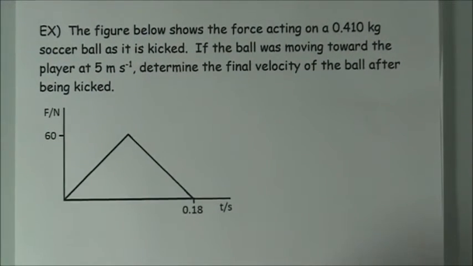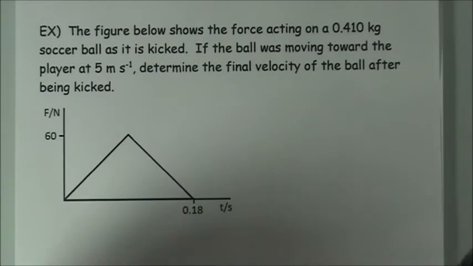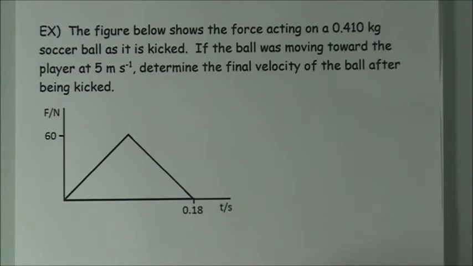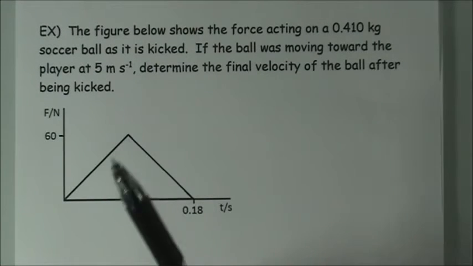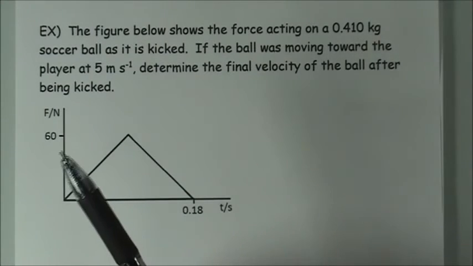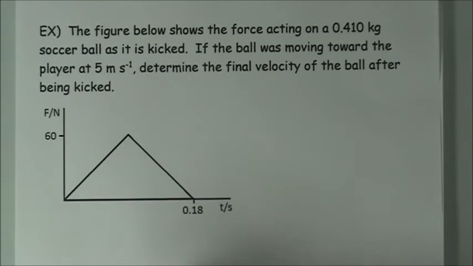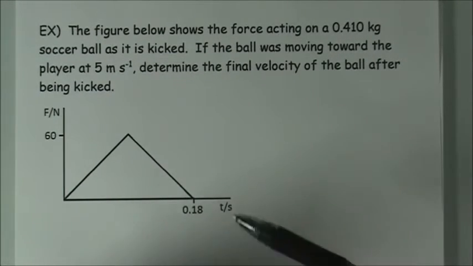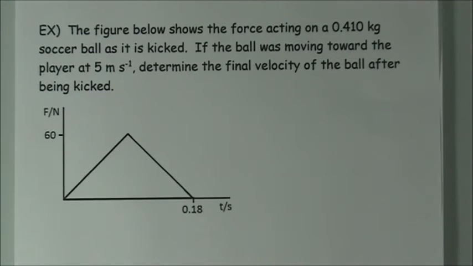So in this figure, the graph shows a force that's acting on a 0.41 kilogram ball, so maybe slightly smaller than a normal soccer ball, as it's being kicked. If the ball was moving towards the player at 5 meters per second, you're being asked to determine the final velocity of the ball after it's been kicked. Let's assume that the ball is kicked away from the player.